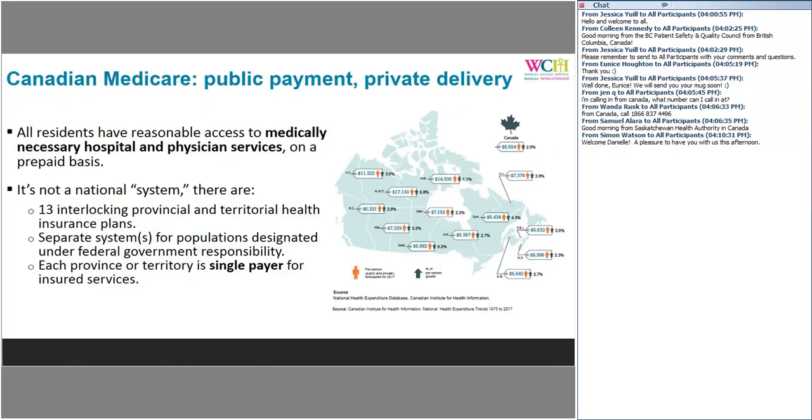So in that context then, what is this program that we have so much pride in Canada? It is fundamentally actually not a national health care system. It does not resemble the NHS. It is a system that is essentially 13 interlocking provincial and territorial health insurance plans, and then a number of additional federally run insurance plans that cover populations designated under federal responsibility, which includes Indigenous peoples, and I'm going to speak a little bit about Indigenous health later.